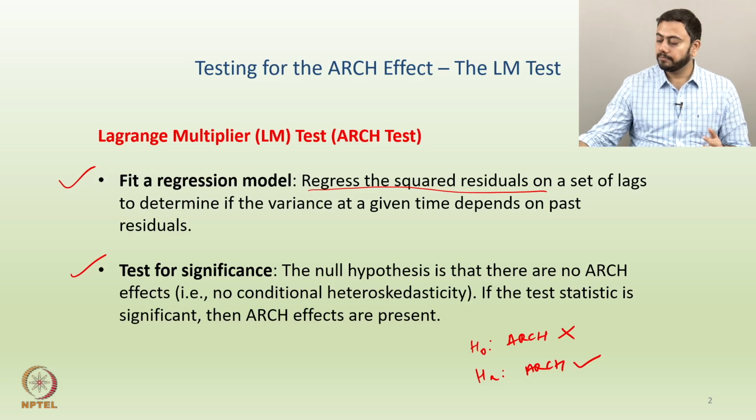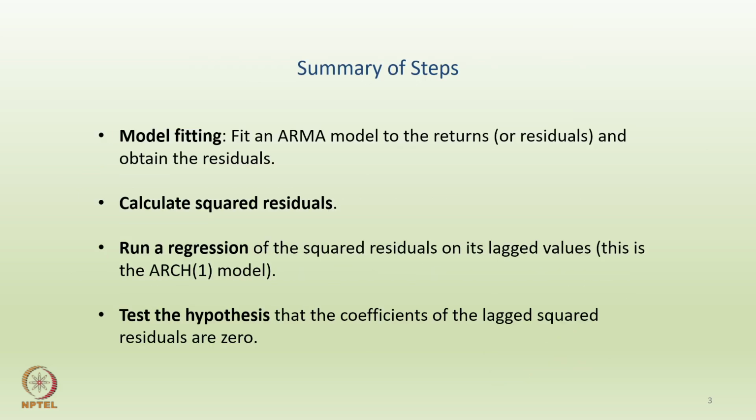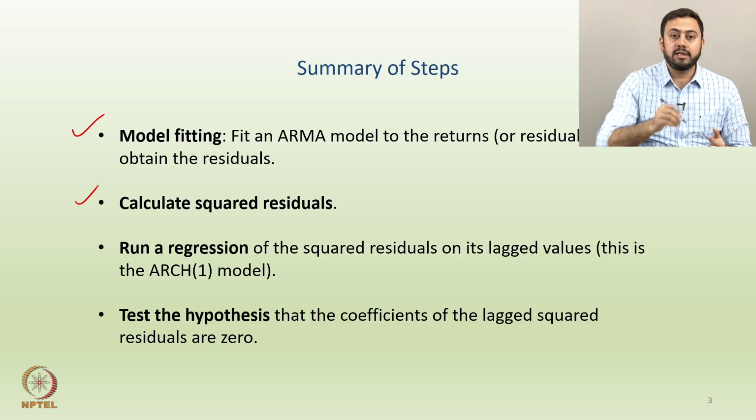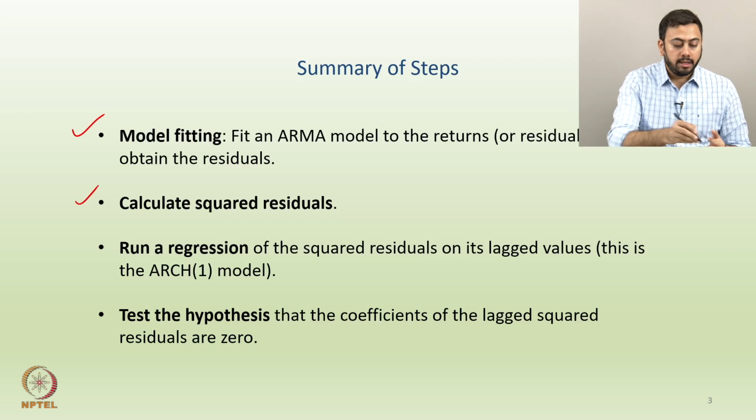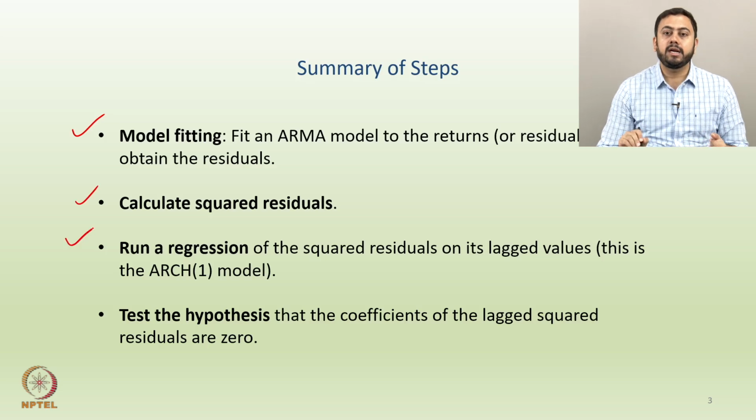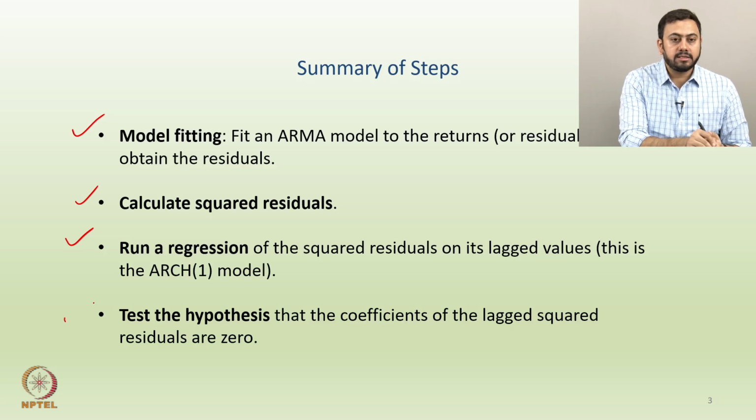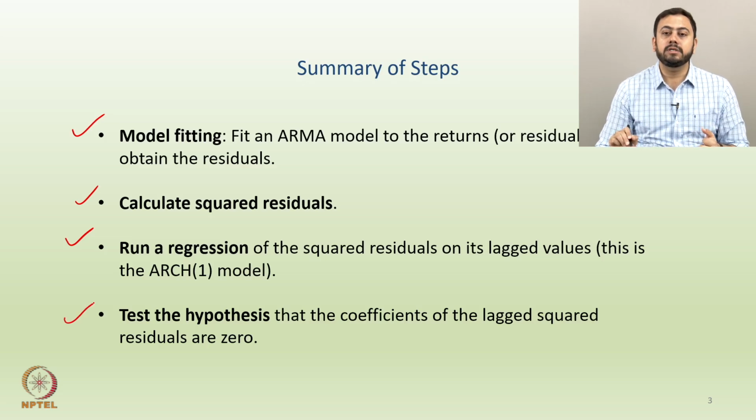Just to summarize all the steps: the very first step is model fitting. Fit an ARMA model to the returns and obtain the residuals of that model. The second step is to calculate the squared residuals. Third, run a regression of the squared residuals on their lagged values, which is in particular called the ARCH(1) model. And lastly, you test the hypothesis that the coefficients of the lagged squared residuals are 0 or not.